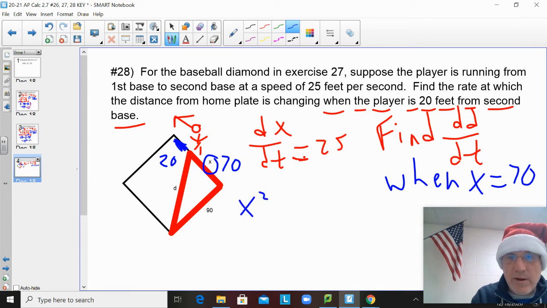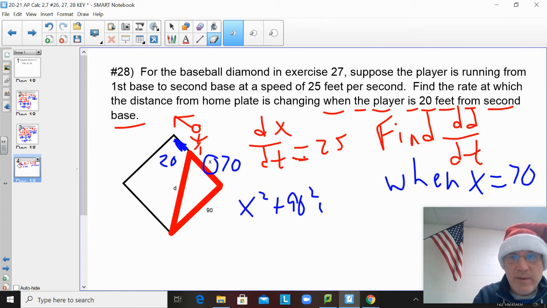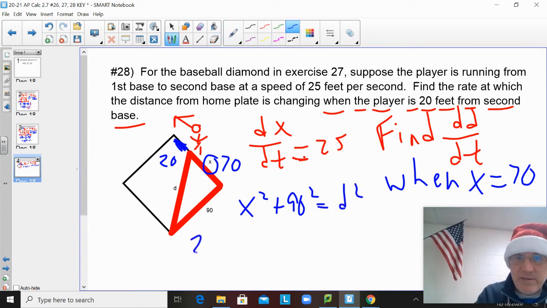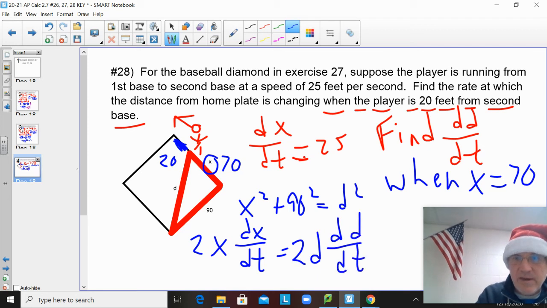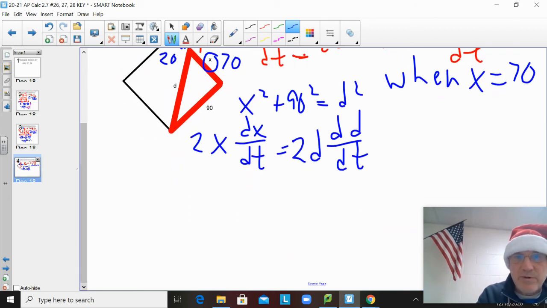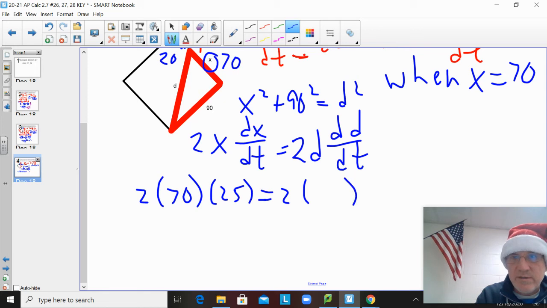I've got x squared plus 90 squared equals d squared. My derivative is 2x dx/dt equals 2d dd/dt. Again, I have to plug in numbers. I have 2, I have 70, I have 25, right? Isn't that what dx/dt was? Equals 2 times I'm not sure what, and I'm trying to find dd/dt. So again, I need d.